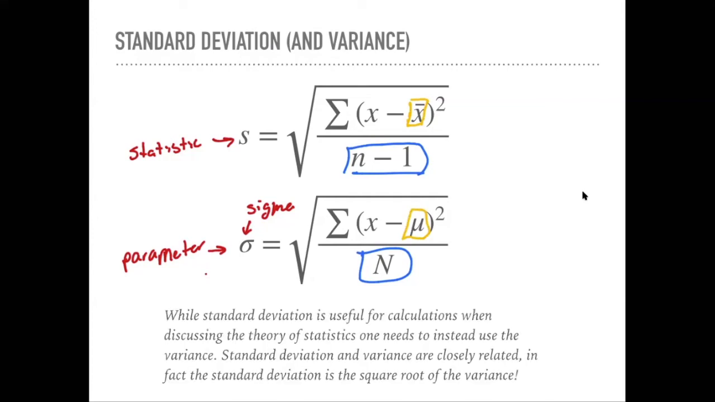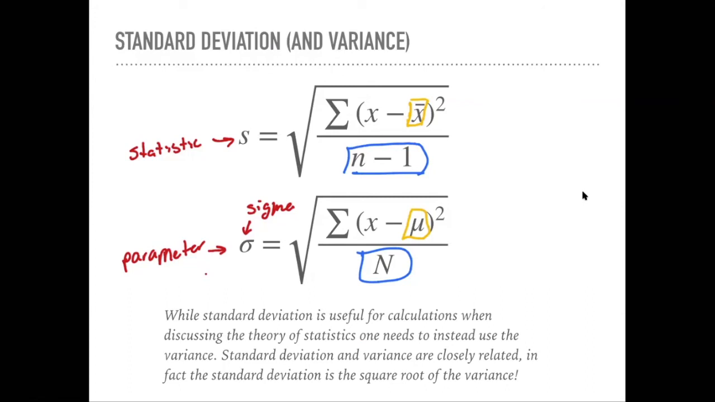Now, the standard deviation is useful for calculations. When discussing the theory of statistics, one needs to use the variance instead. So if we're doing calculations, we need standard deviation. If we need to talk about the theory of statistics, then we would talk about variance. Standard deviation and variance are very closely related. In fact, standard deviation is the square root of the variance.